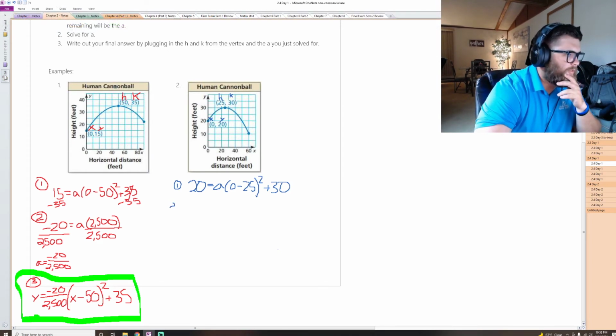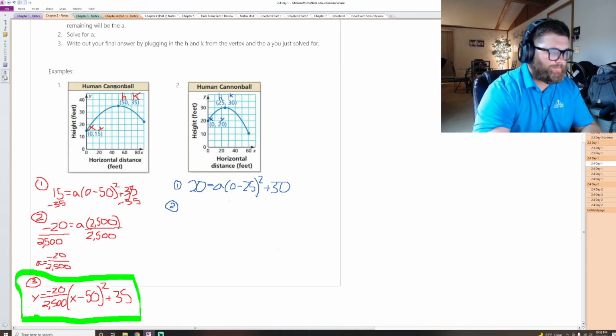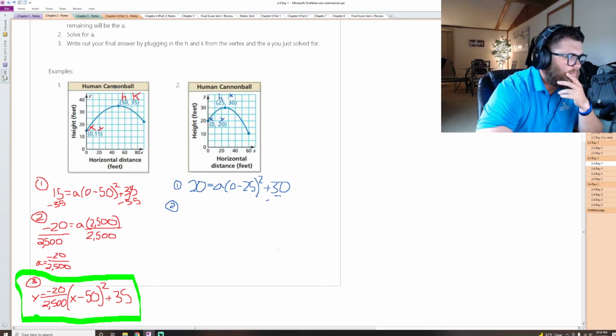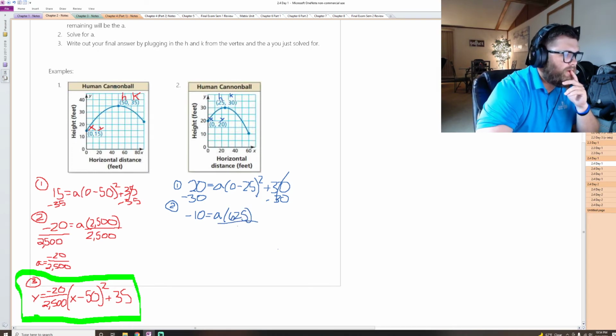Remember, we were also on the second step. We'll start simplifying this. We need to subtract 30 over, and then figure out what 25 squared is. So subtract 30. We get 20 minus 30, which is negative 10, equals a times 25 squared, which is 625. Divide by 625 on both sides to get a by itself.